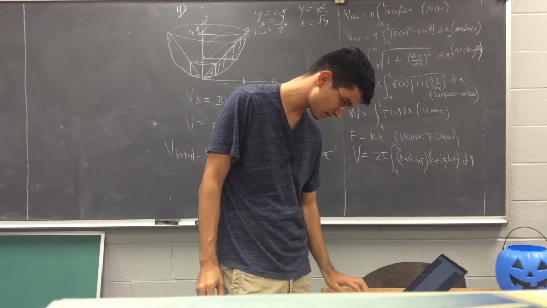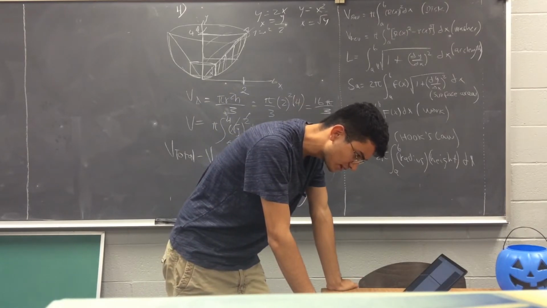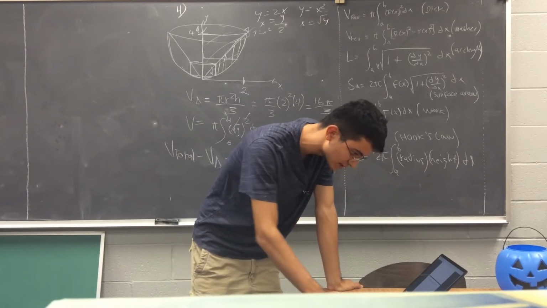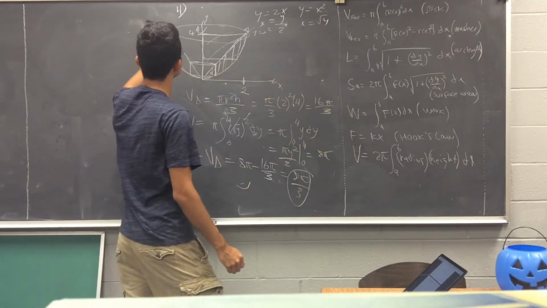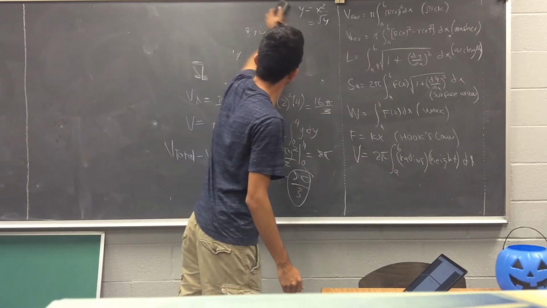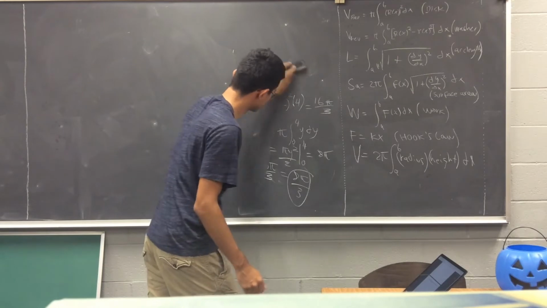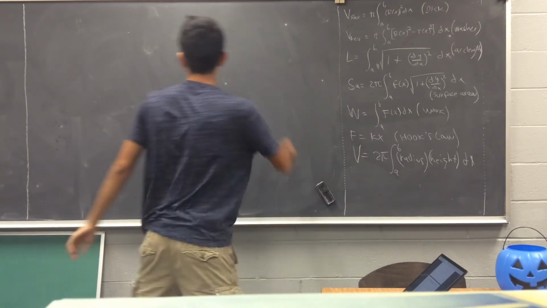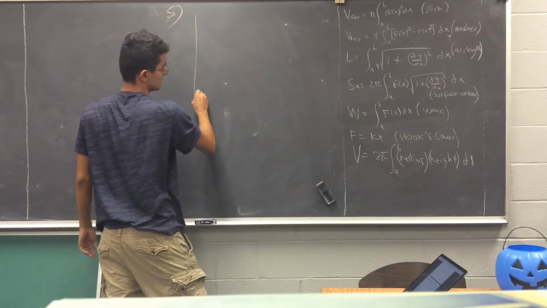Now, the next question is, find the volume of the figure formed by rotating the area bound by the x-axis and the cubic, y equals x squared minus x cubed, about the y-axis. All right, so let me erase this. Okay, so now we have something like this. Okay, for question 5, we have something like this, right?